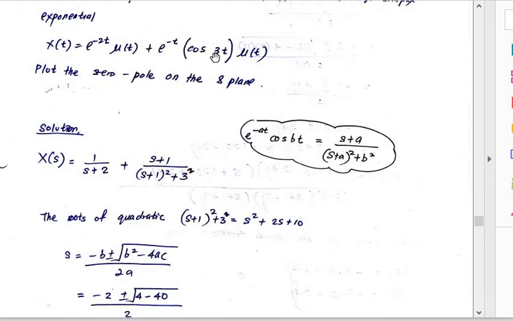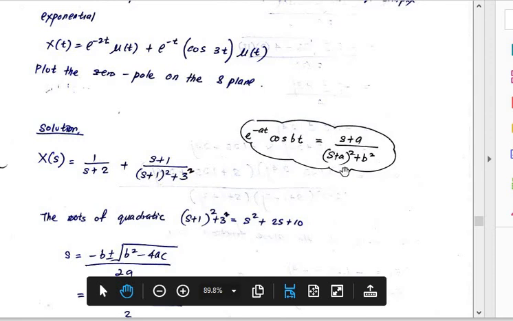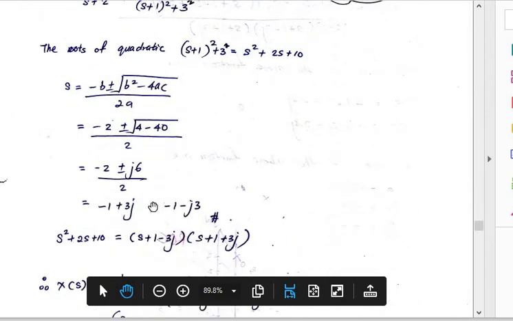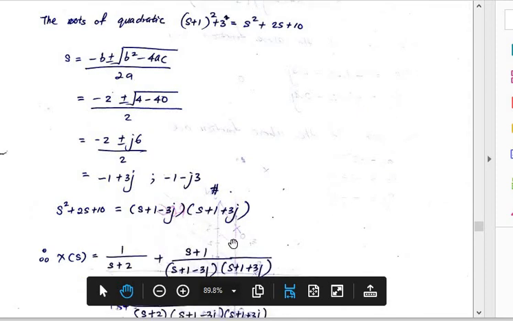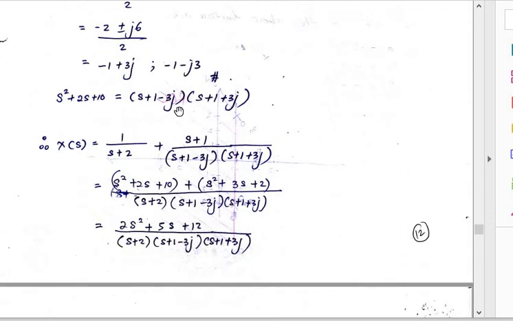What is the a value? The a value is 1. For the cos, the b value is 3. So the quadratic in the denominator is s squared plus 2s plus 10. Either you calculate from the formula or use the calculator, you get (s plus 1 minus 3j)(s plus 1 plus 3j). Then substitute into this equation, and you get this one.